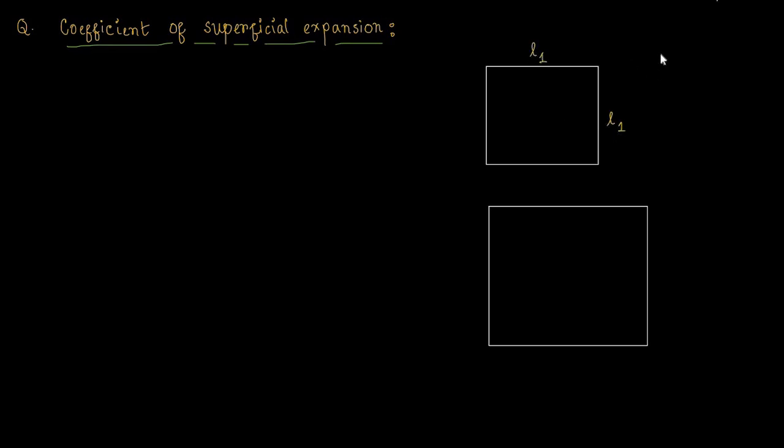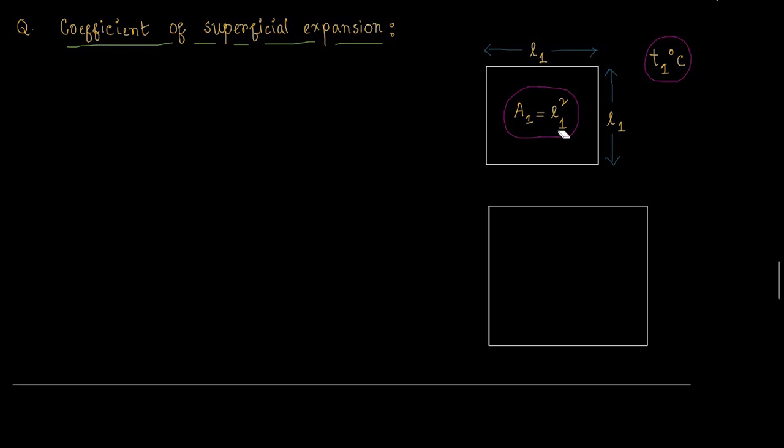L1 is the initial length of the square plate at the initial temperature T1 degrees C. The initial area of the square plate is A1, which is L1 square. L1 is the initial length of each side of the square plate at initial temperature T1 degrees C, and the initial area is A1, which is equal to L1 square.